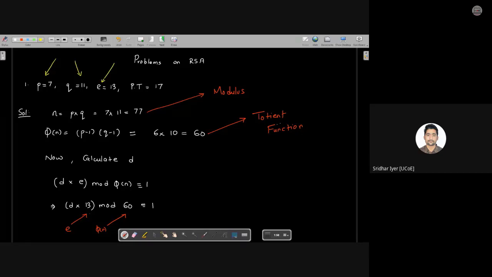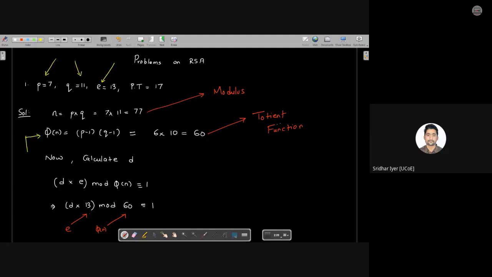If in the exam E is not given, then we have to select the value of E such that it is relatively prime to phi of n. You remember we had seen this last week. I'm just revising it with the help of this solved example from the last lecture. So we first need to find the value of E. E should be relatively prime to phi of n.